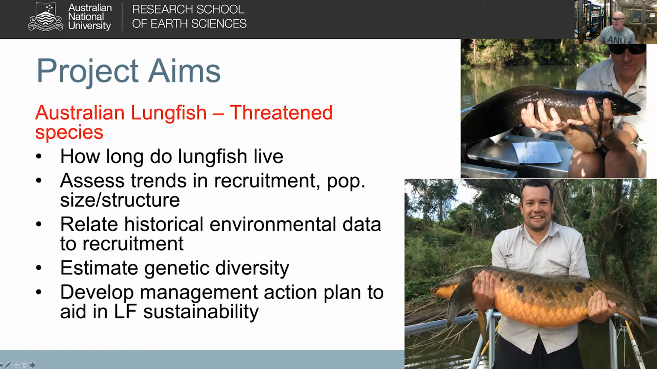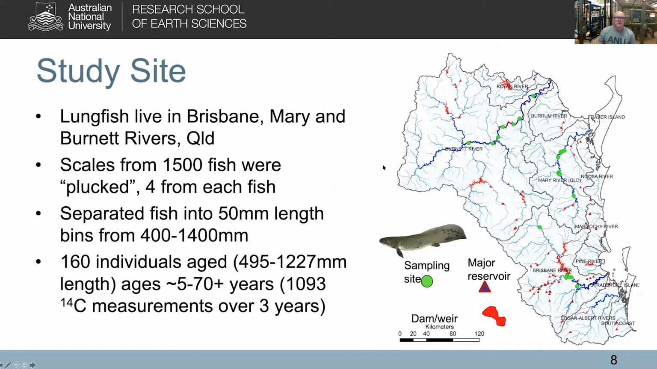But here's just a couple of images. Here's quite a large lungfish. And what you can see on here are their scales. And then this is a juvenile lungfish. So the lungfish live in southern Queensland, in areas in the Brisbane River. And then if you go further up to the Mary River, this is Fraser Island up here in Queensland, and then off of Brisbane as well.